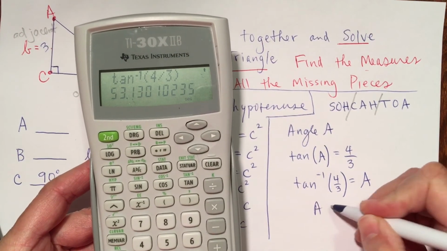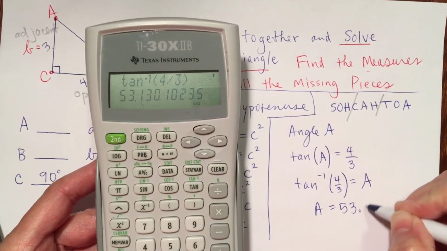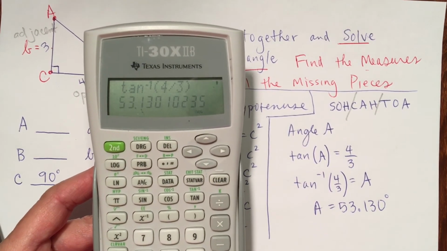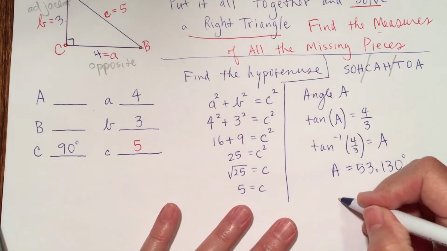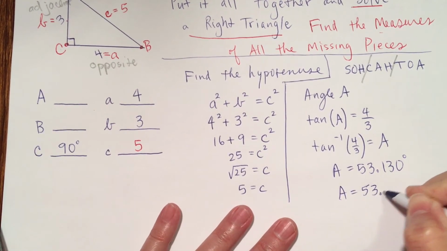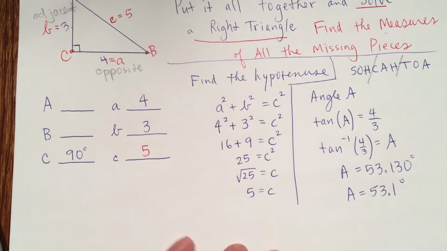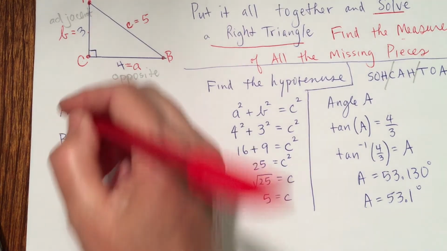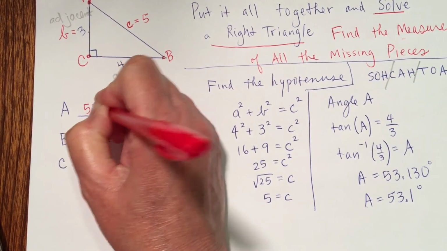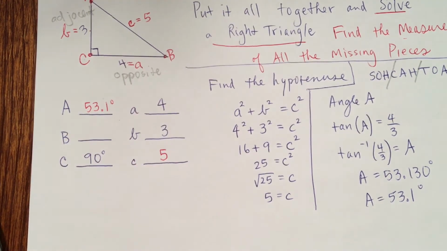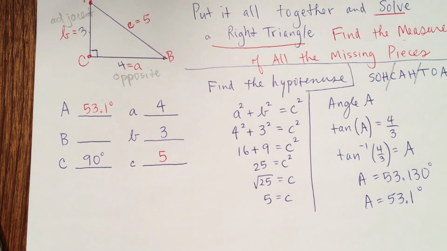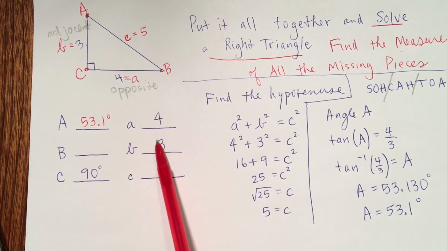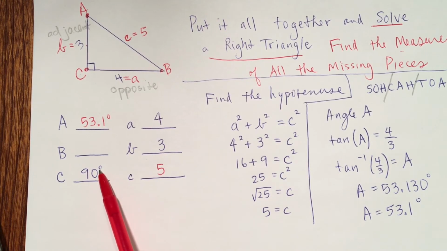53.130. This time I'll write it to 3 decimal places, although I'll probably go ahead and round it to 1 decimal place. So A is 53.1 degrees. On my little chart here where I'm writing all the information I'm finding, in the blank for A, 53.1 degrees. Now, it's a good idea to try to just use the measures they started with, the measures they gave you, to start the problem with.